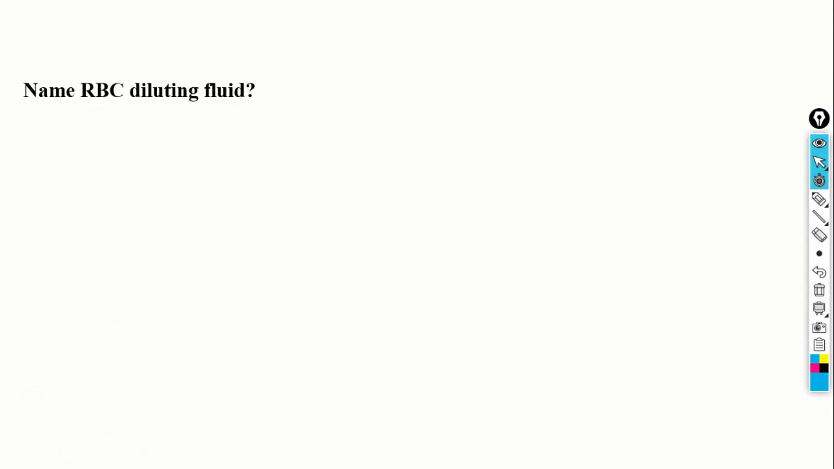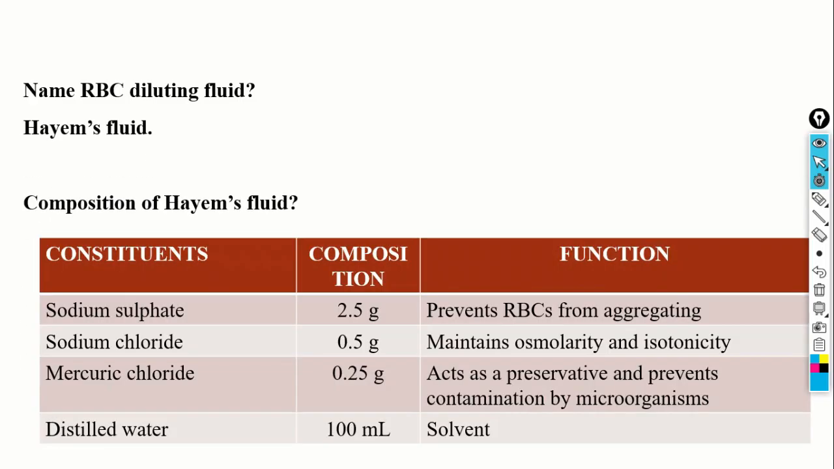Name the RBC diluting fluid. So we use Hayem's fluid. The composition of Hayem's fluid, obviously you have to say about this. If you are not able to say the function, then at least try to say the constituents. I recommend you remember the constituents along with the function, so as to score good viva marks.